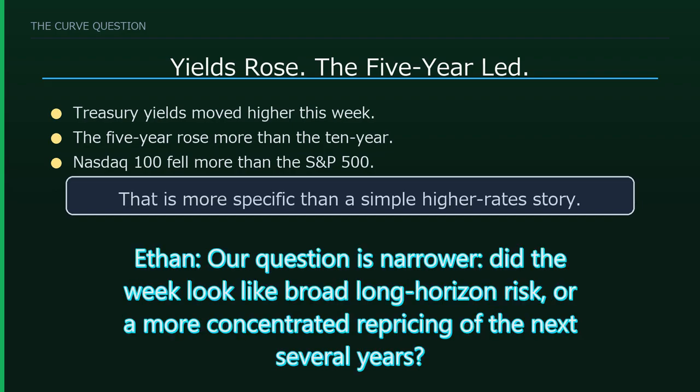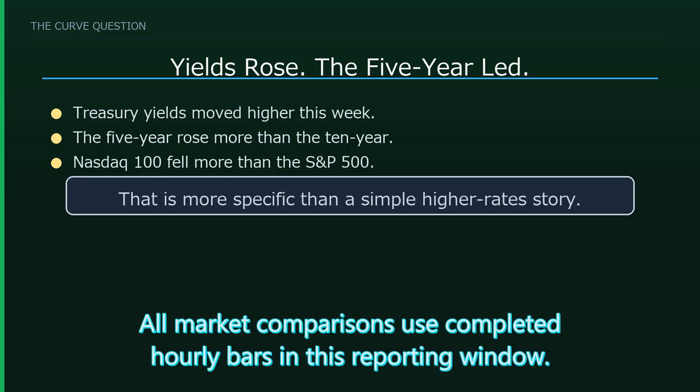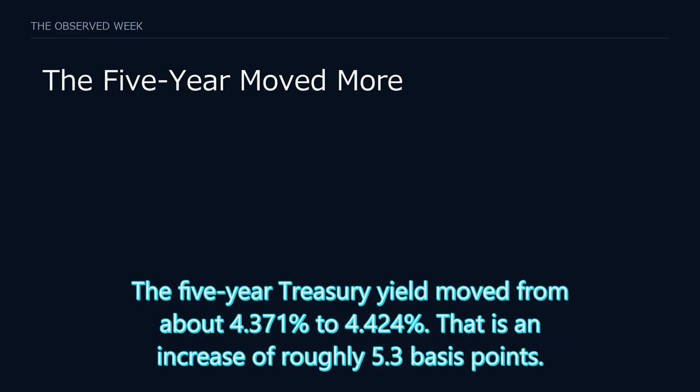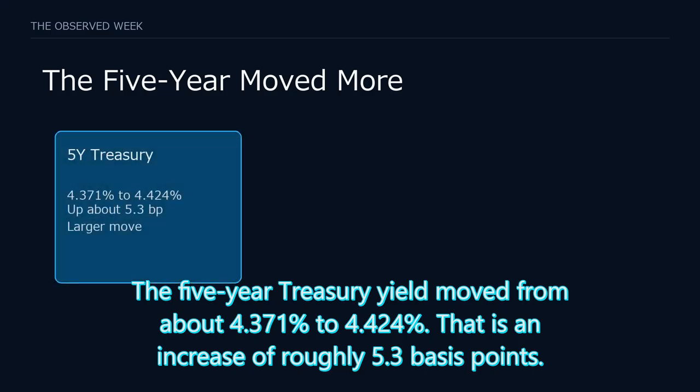Our question is narrower. Did the week look like broad long-horizon risk, or a more concentrated repricing of the next several years? All market comparisons use completed hourly bars in this reporting window. The 5-year Treasury yield moved from about 4.371% to 4.424%. That is an increase of roughly 5.3 basis points.